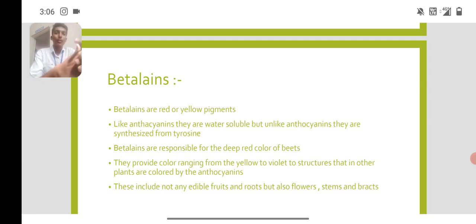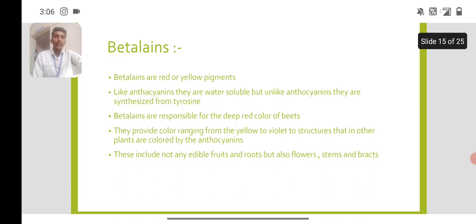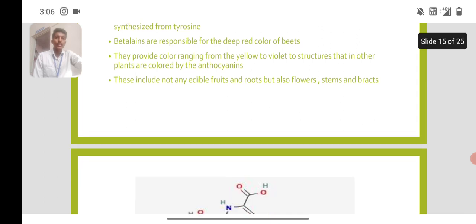Betalains are red or yellow pigments. Like anthocyanins, they are water soluble, but unlike anthocyanins, they are synthesized from tyrosine. Betalains are responsible for the deep red color of beets. They provide color ranging from yellow to violet to structures that in other plants are colored by anthocyanins. These include not only edible fruits and roots, but also flowers, stems and bracts.